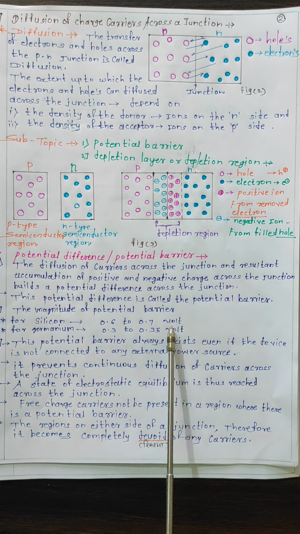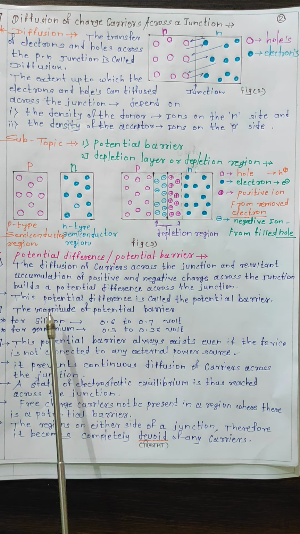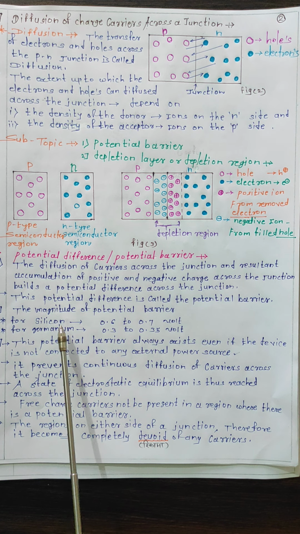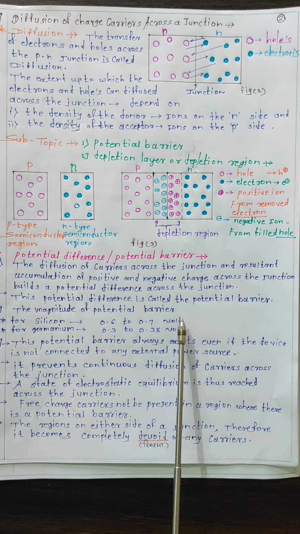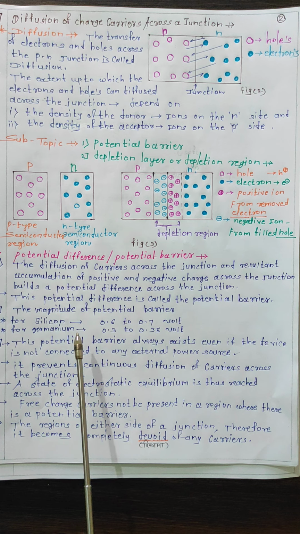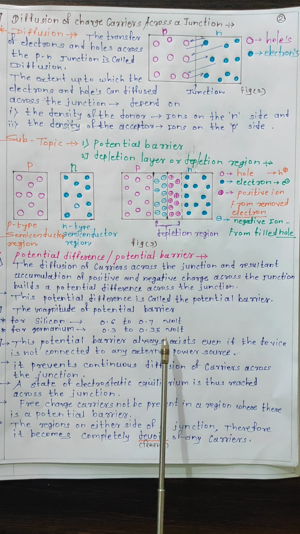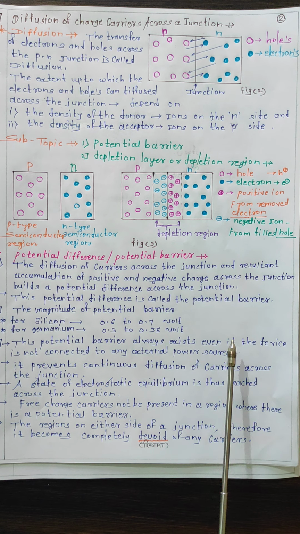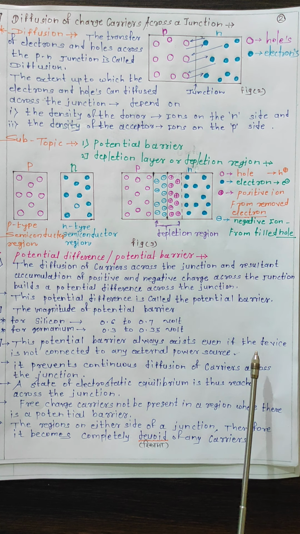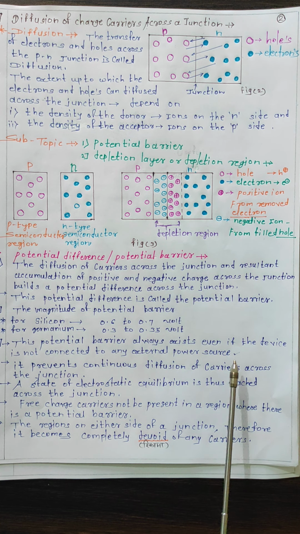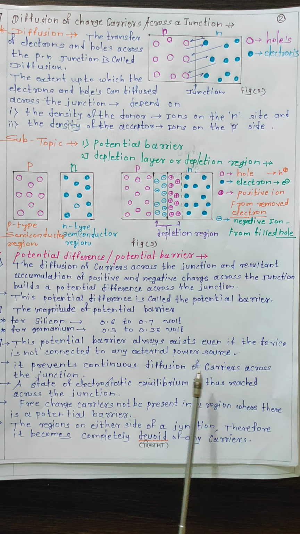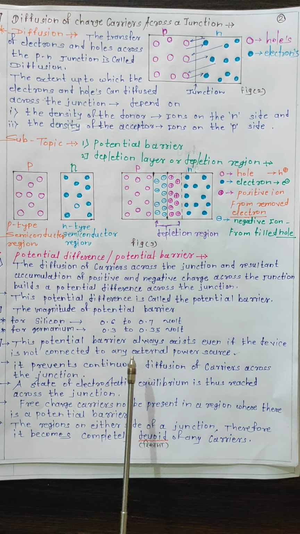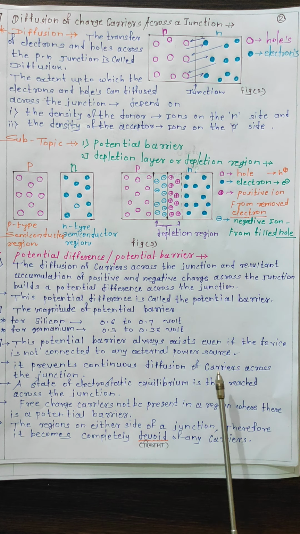The magnitude of the potential barrier is different for different materials. For silicon, it is 0.6 to 0.7 volt, and for germanium it is 0.3 to 0.35 volts. The potential barrier always exists even if the device is not connected to any external power supply. That means when a device is not connected to any external power supply, the potential barrier already exists in that device.